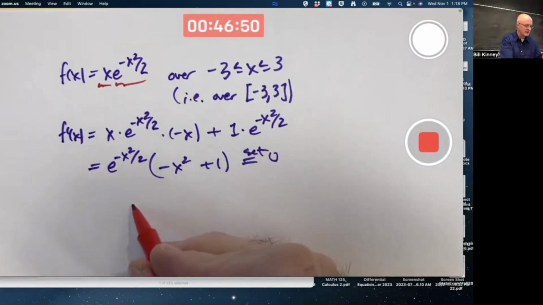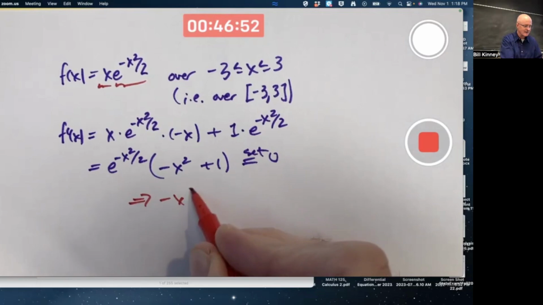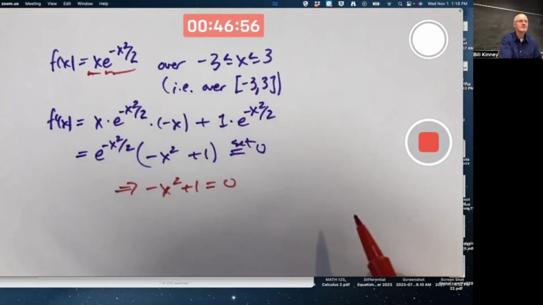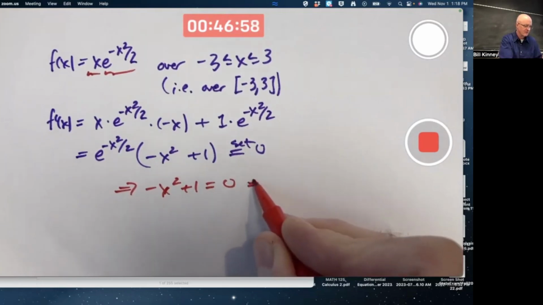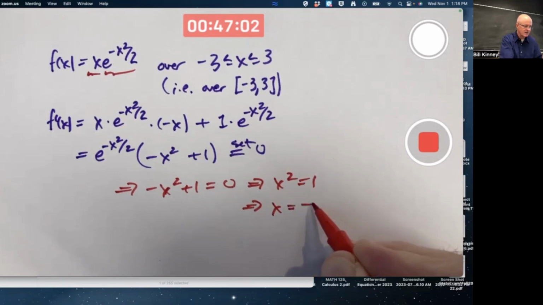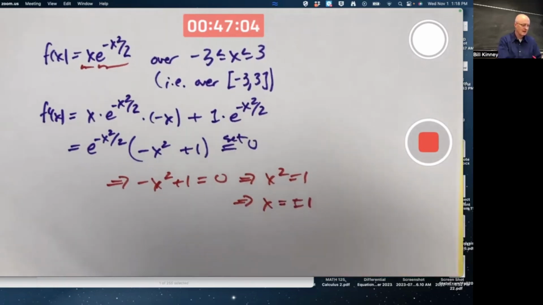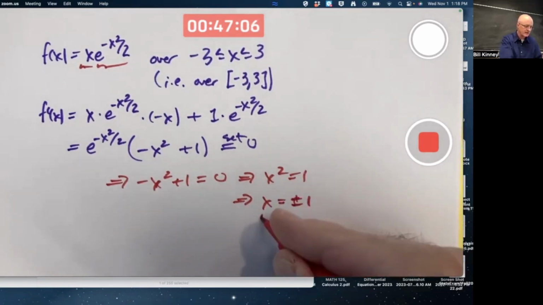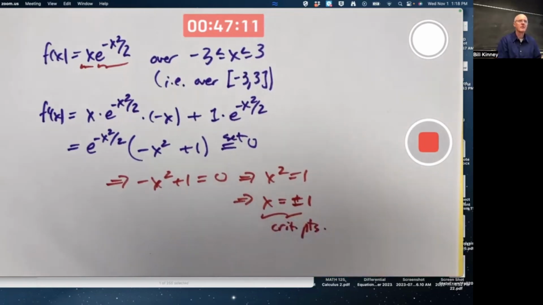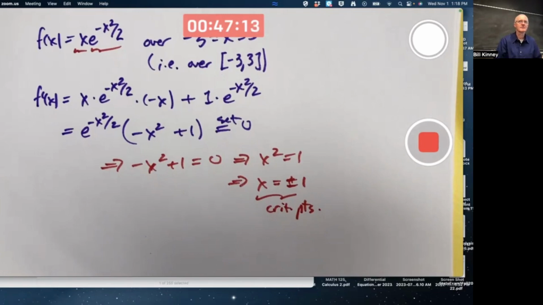So this being 0 means you can ignore the e part and say this is 0. But that means x squared is 1, which means x itself is plus or minus 1. There are 2 critical points where the derivative is 0.